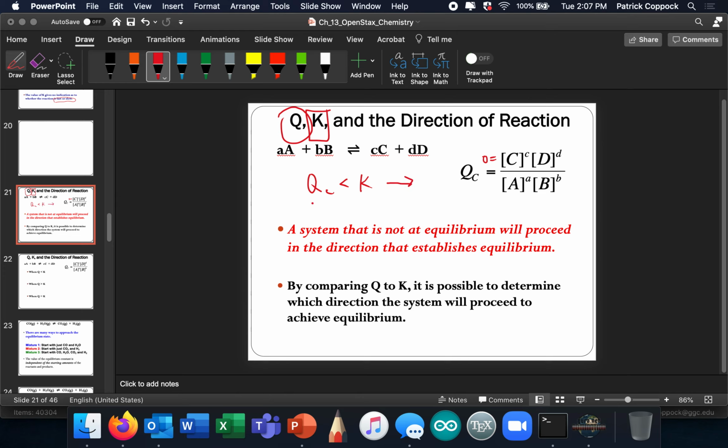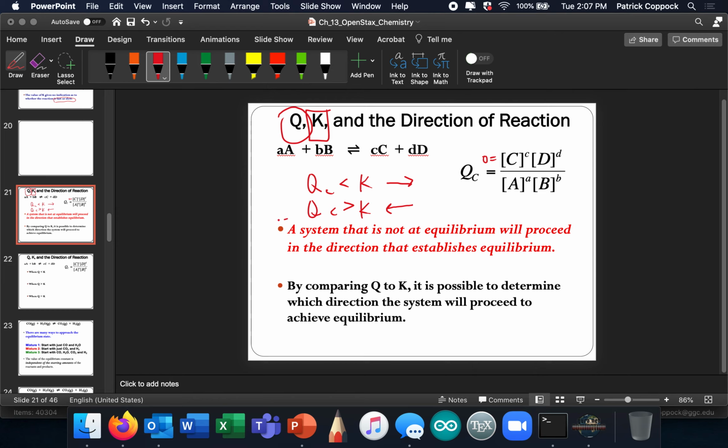Now, we could say the opposite, right? We might start out a reaction where we had a lot of C and D, but no A and B, in which case QC would be undefined, right? You'd have 0 down here if there was no A and B, so anything over 0 is going to be undefined. But once we got some A and B, QC would be very, very big, right? If this is close to 0, this quotient is going to be very big. So when QC is greater than K, then we know the reaction is going to go in the other direction.